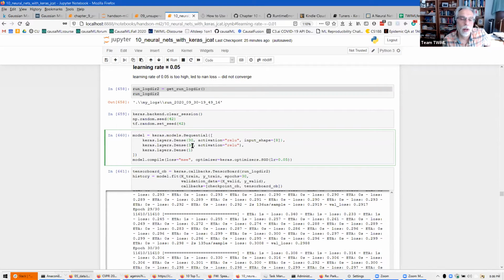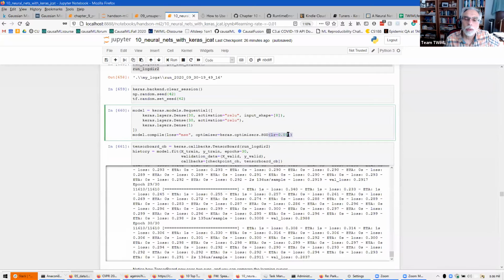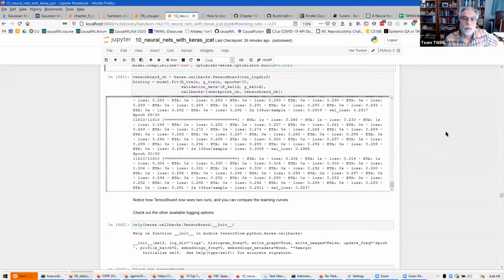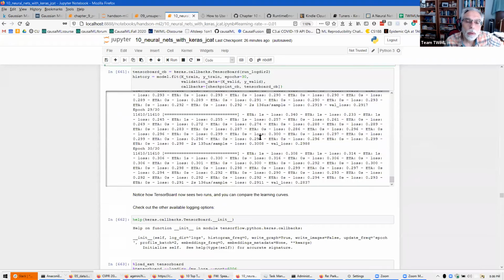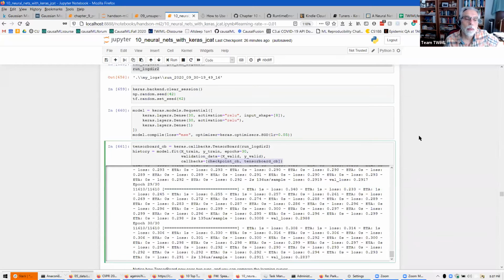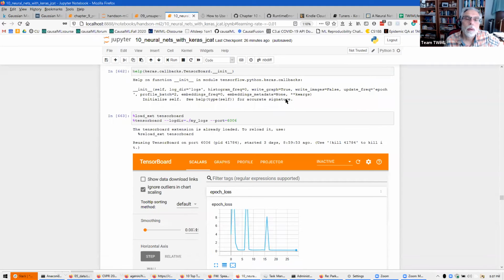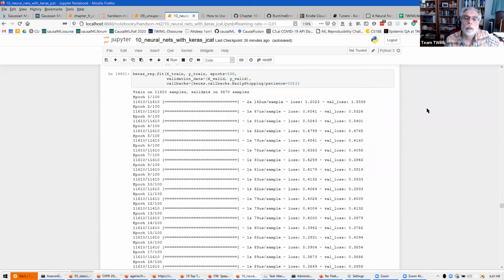The 2 hidden layers had 5 neurons each instead of 30. So I'm a little bit puzzled about why similar parameters gave us a much better loss when we use the same callbacks. Checkpoint. Oh, here's the checkpoint callback. Did we use the checkpoint callback this time? No, we used early stopping.